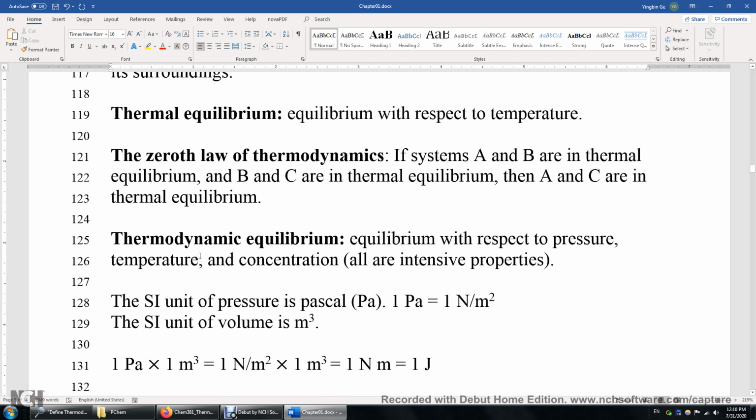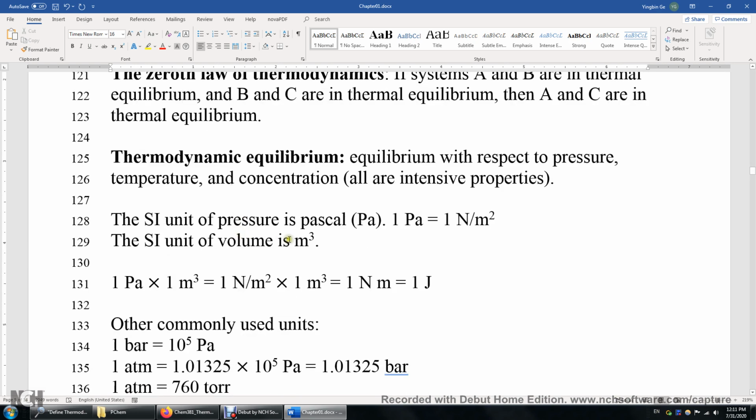What is thermodynamic equilibrium? Well, you have to look at three variables: pressure, temperature, and concentration. All three intensive properties are the same everywhere inside the system, and then we say the system has reached thermodynamic equilibrium.